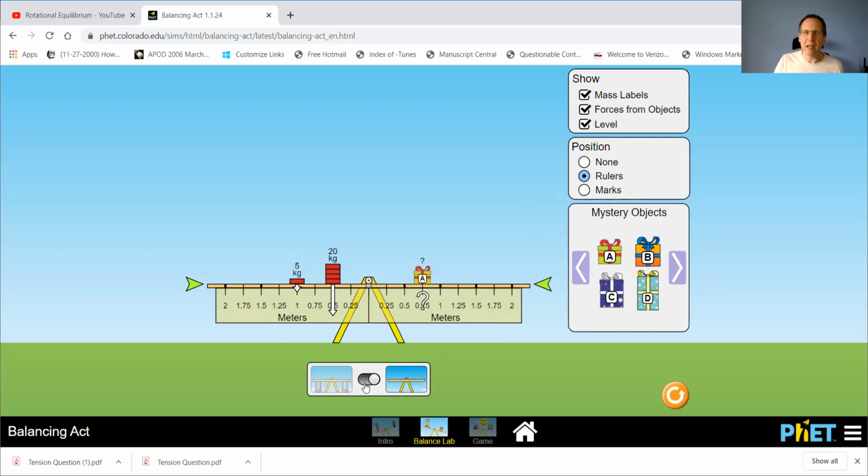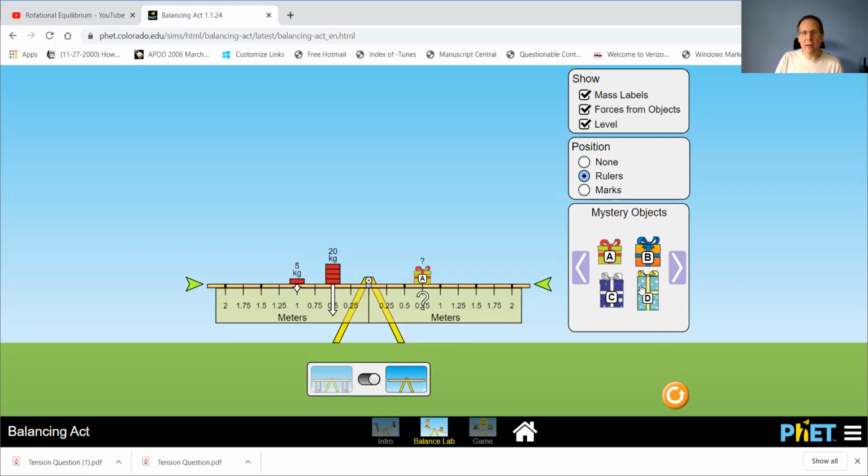Given the fact that it balances, I want you to use the second condition for equilibrium, the fact that the sum of the torques equals 0, to figure out what the mass of A is. How many kilograms is package A? It's unknown. You have to figure it out. The last part of the experiment is simply to figure out these other masses. Just figure out B, C, and D, what their mass is in kilograms.